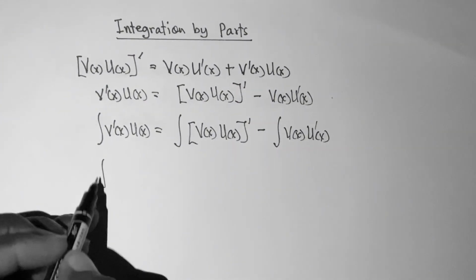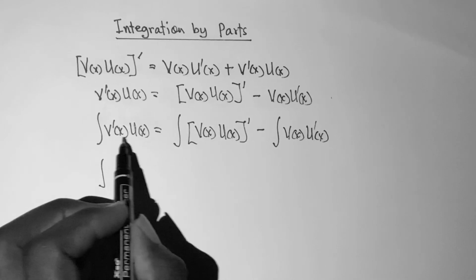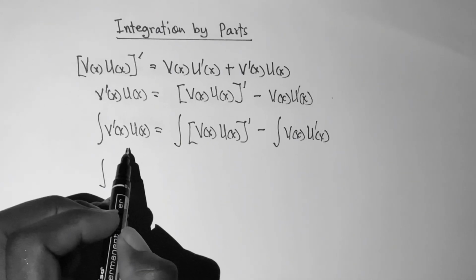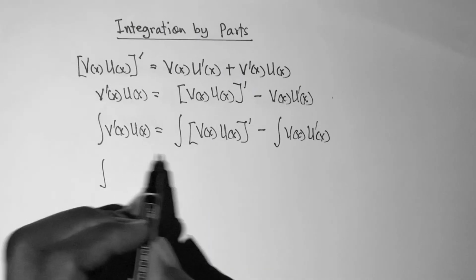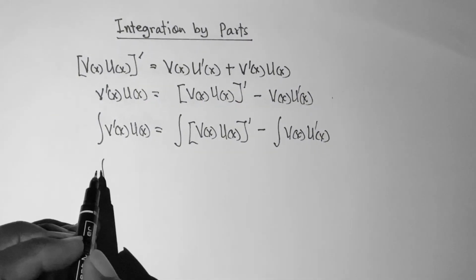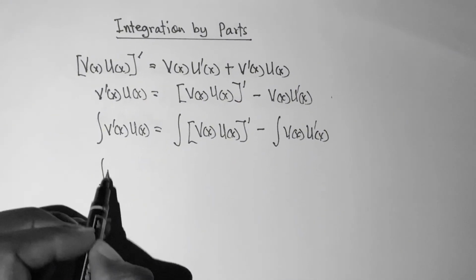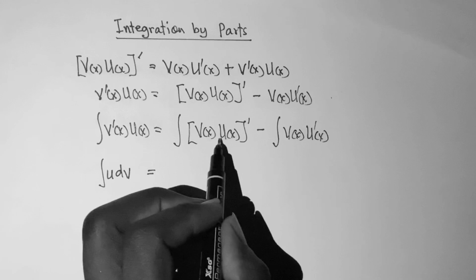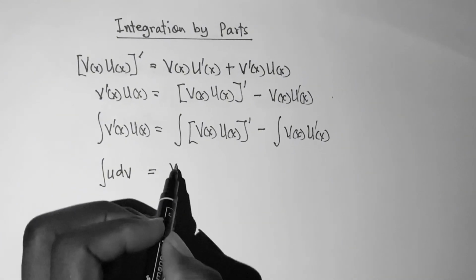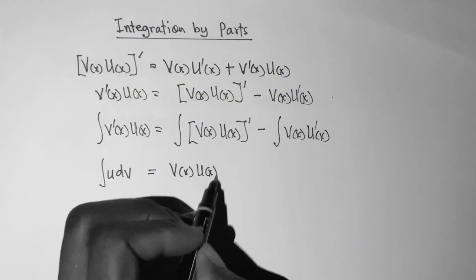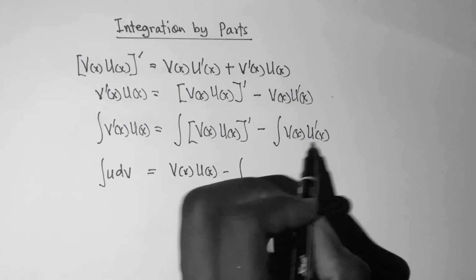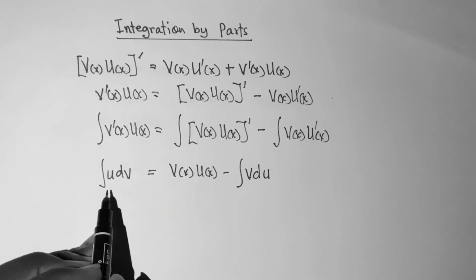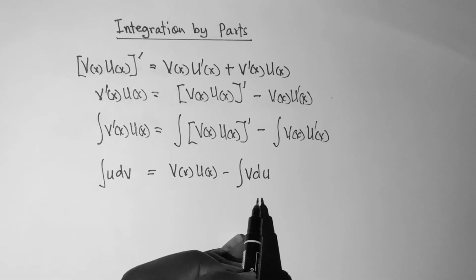So, because we are integrating, all the functions are defined in terms of x. So this is the same as integrating over x. So that is dx. So we can say this is the same as integral of u dv, and this is equal to, now if you integrate v of x, u of x prime, it is the same as v of x, u of x minus integral of, this is the same as v du. So this is the formula when it comes to integration by parts.